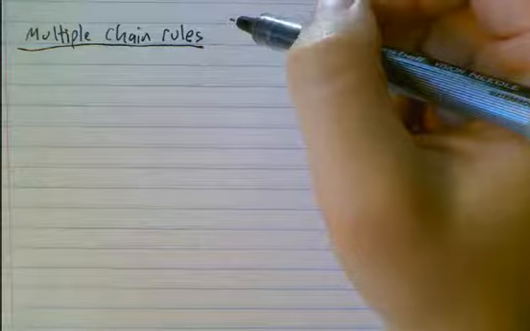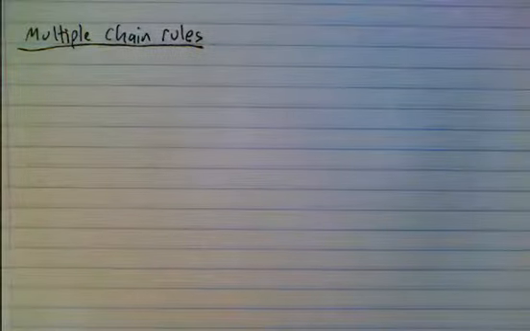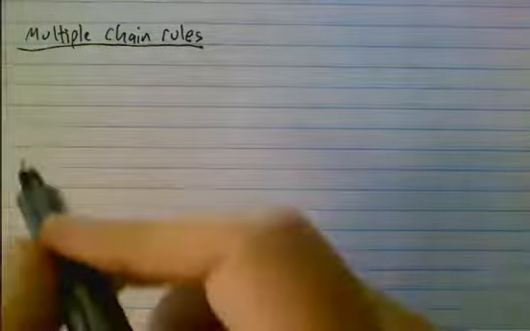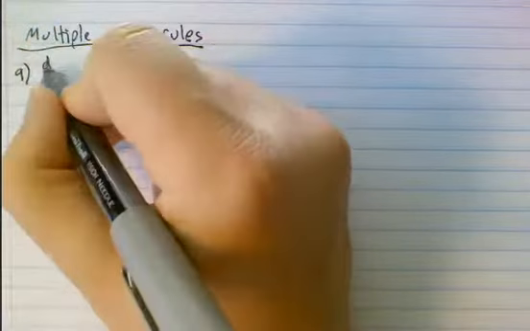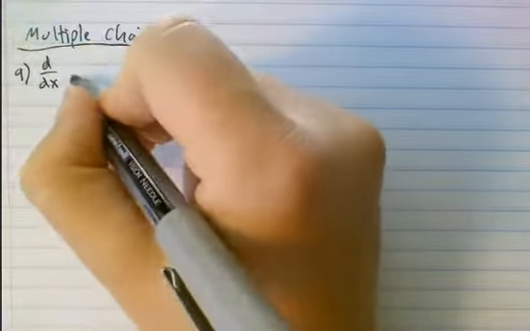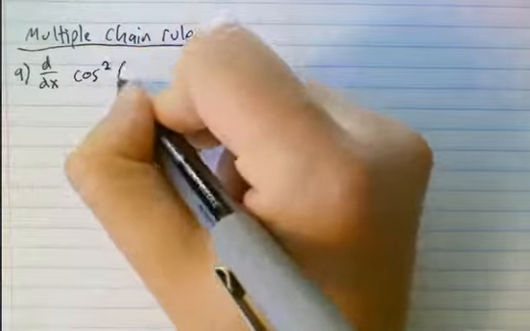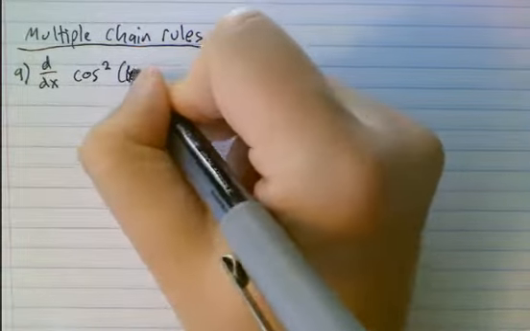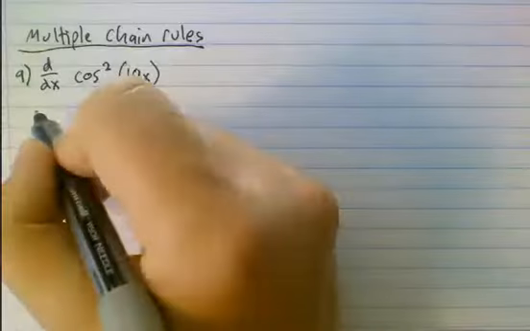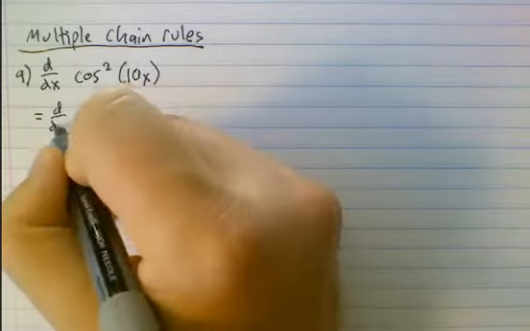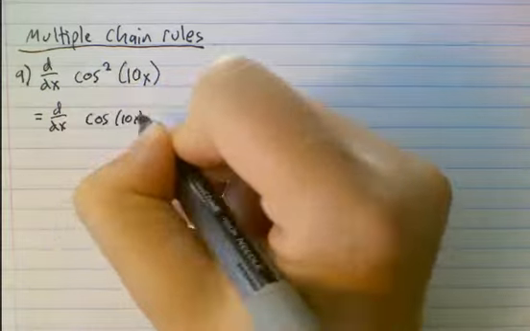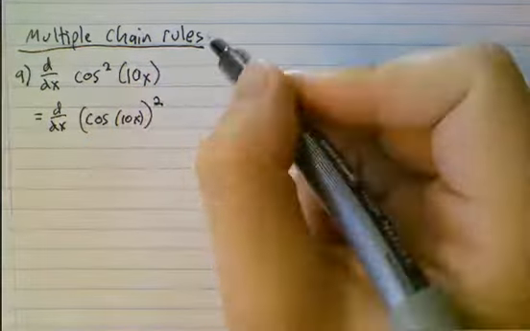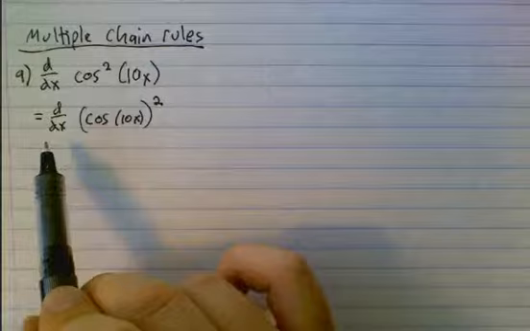The key here is just that every time you see a derivative, you start with it as a new problem. So let's say, for example, we've got a problem: take the derivative of cosine squared of 10x. The first thing to remember is that this is the same as rewriting it as cosine of 10x, whole thing squared. There's a rewrite step. Notice we have not taken the derivative yet.